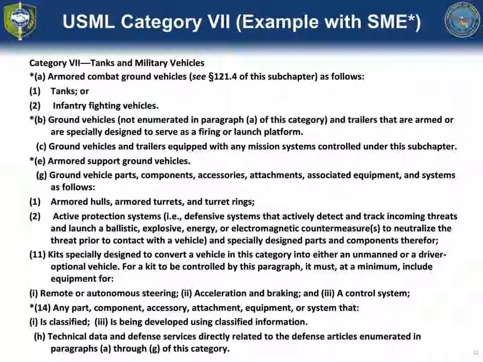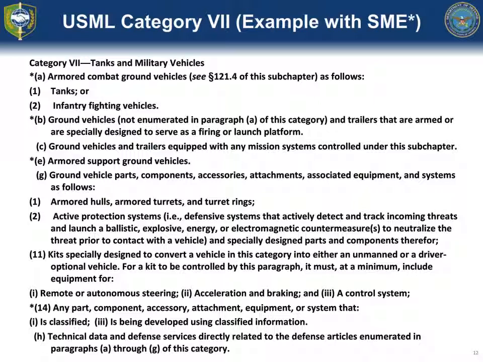So here's an example. This is what the new Category 7 of the USML looks like. I've deleted sections just to make it fit on the page here. But you can see the initial paragraph here is under Category 7A, tanks and military vehicles, is armored combat ground vehicles, tanks or infantry fighting vehicles. And you can see that at the front of the paragraph is an asterisk, which means that anything that is described by that paragraph is significant military equipment.